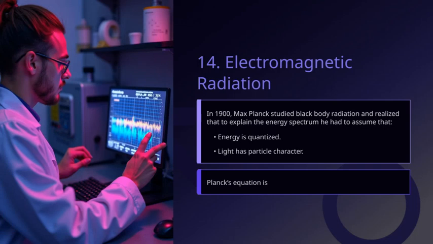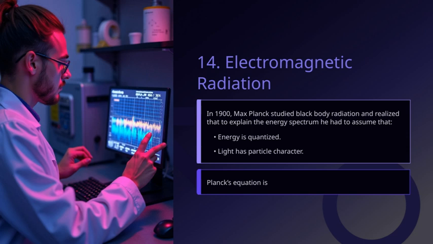Let's take a closer look at Planck's equation. It reveals some fascinating ideas about light. First, it shows that light has a particle character, meaning that under certain circumstances, light behaves like tiny particles called quanta. This was a groundbreaking concept because it challenged the traditional wave view of light. Secondly, it tells us that energy is quantized. In other words, energy isn't continuous but comes in discrete packets. This idea was revolutionary and laid the foundation for quantum theory.